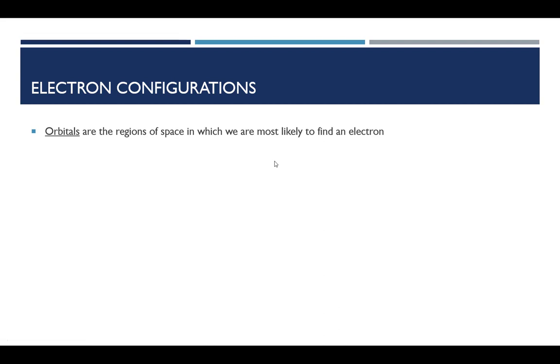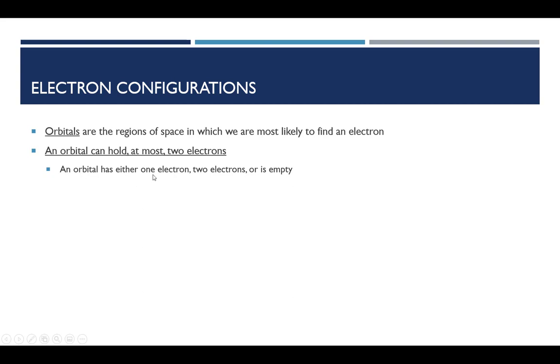Orbitals describe a region in space in which you are most likely to find an electron. In other words, it's showing the probability of an electron being in a particular area of space. A very important rule to know is that an orbital can hold at most 2 electrons. So that means the only possibilities we have is an orbital has 1 electron, 2 electrons, in which case we say it's full, or it's empty. That's it, no other options.